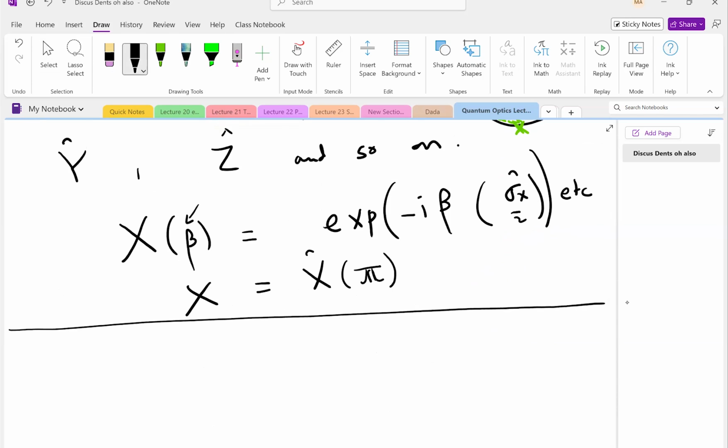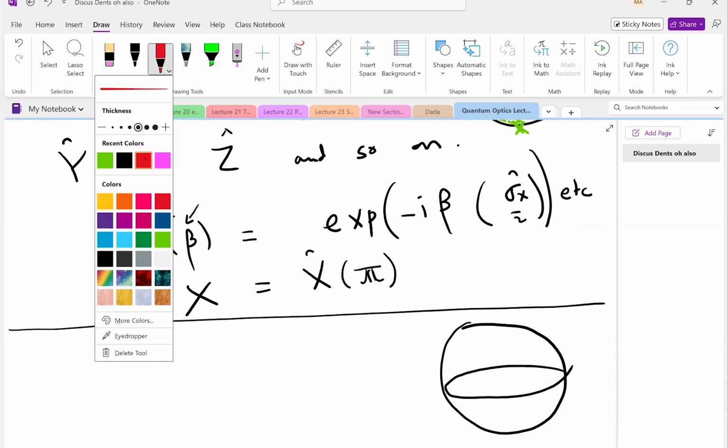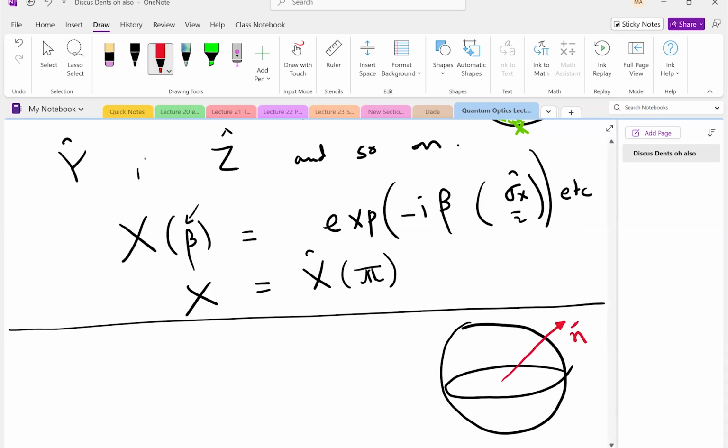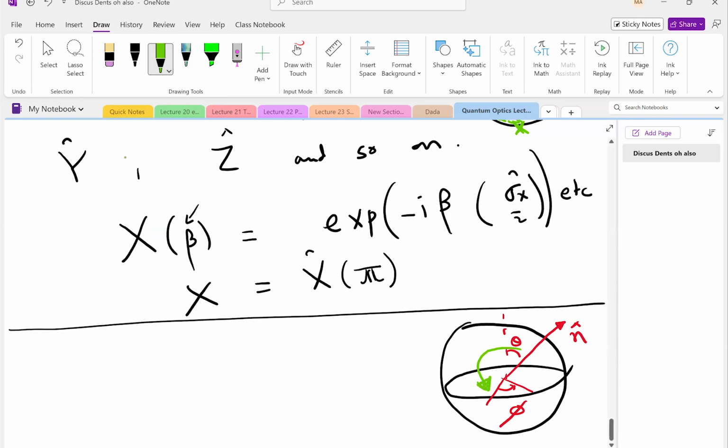So any rotation. If I draw the Bloch sphere again, my rotation can actually be about any axis n, which is defined by some polar angle theta and some azimuthal angle phi. So I can really have a rotation about an axis that is oriented arbitrarily on the Bloch sphere, and I can have a rotation about any angle. So I need an amount of rotation and the axis of rotation. Suppose my amount of rotation is a radians.